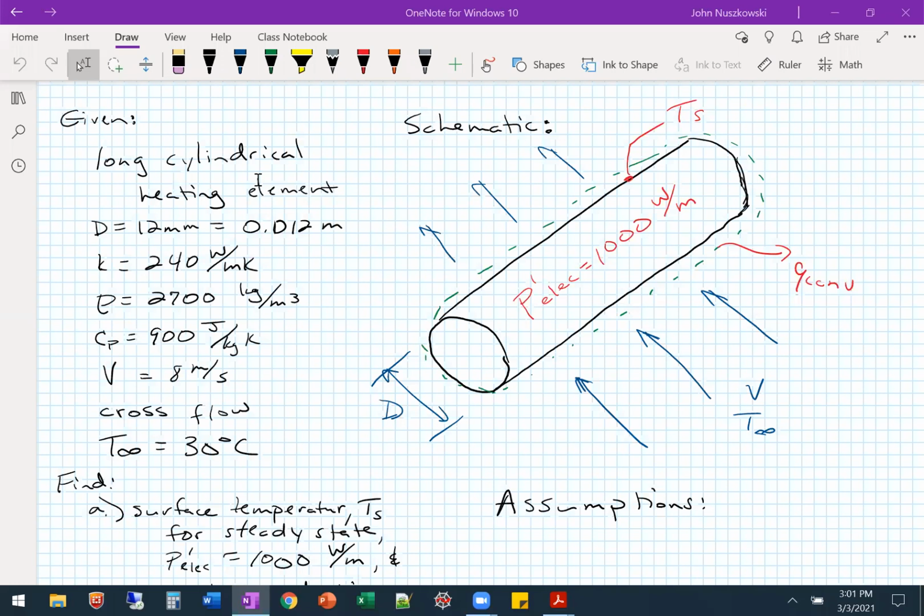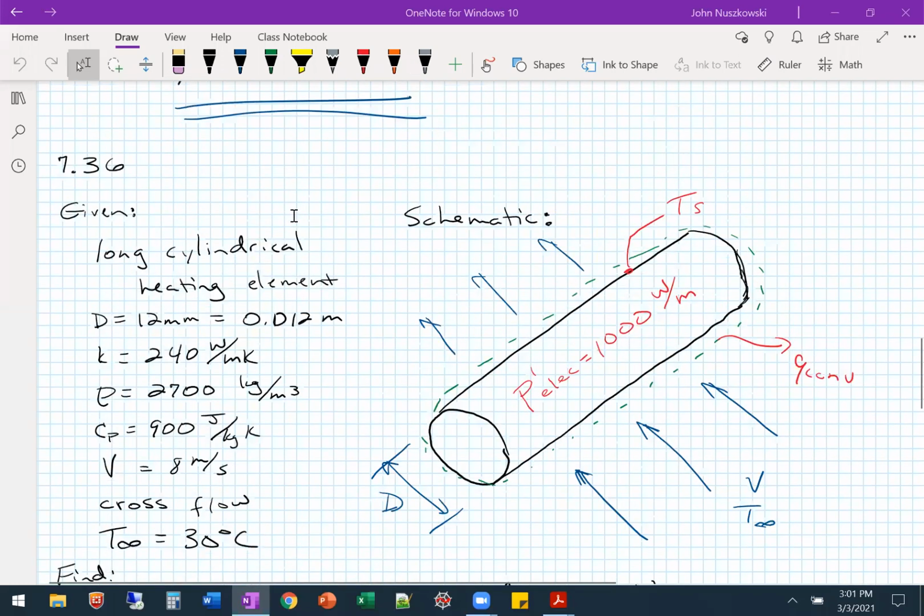Good afternoon. All right, so last class we were finishing off on 7.36. This one is a long cylindrical heating element of diameter 12 millimeters. Thermal conductivity was given, density, and specific heat of that heating element. It is installed in a duct for which air moves in cross flow over the heater at a temperature and velocity of 30 degrees Celsius and 8 meters per second, respectively.